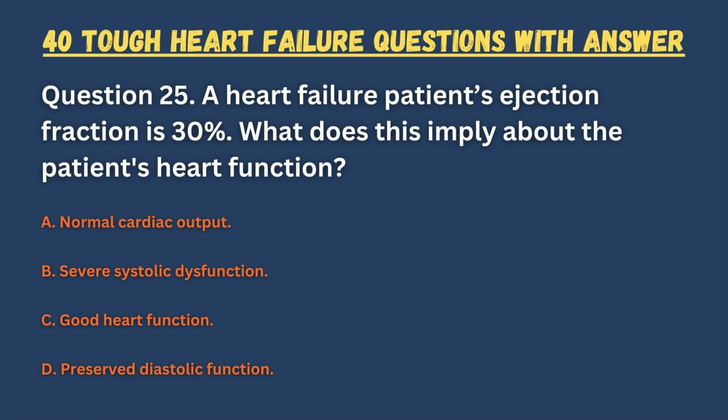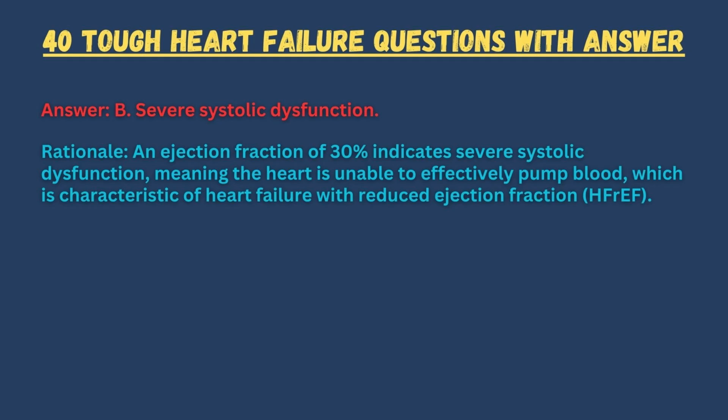Question 25. A heart failure patient's ejection fraction is 30%. What does this imply about the patient's heart function? A. Normal cardiac output. B. Severe systolic dysfunction. C. Good heart function. D. Preserved diastolic function. Answer: B. Severe systolic dysfunction. Rationale: an ejection fraction of 30% indicates severe systolic dysfunction, meaning the heart is unable to effectively pump blood, which is characteristic of heart failure with reduced ejection fraction, HFrEF.